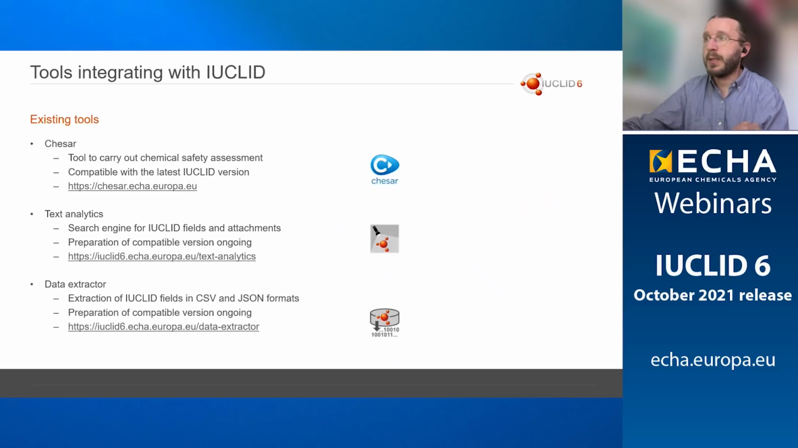And it's the same for the data extractor. We are preparing also a new version of this tool that provides the possibility to extract Euclid fields in CSV and JSON format. So for these two, we are preparing a new version of the tool to be published soon on the Euclid website.